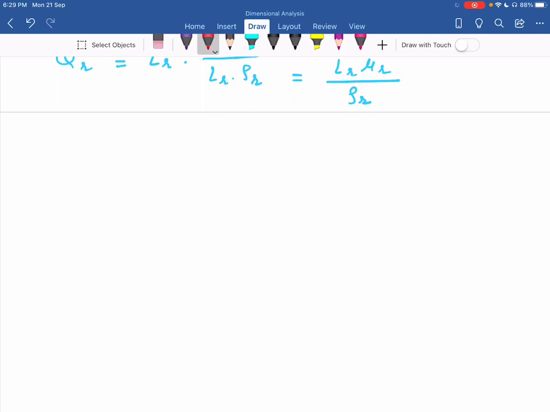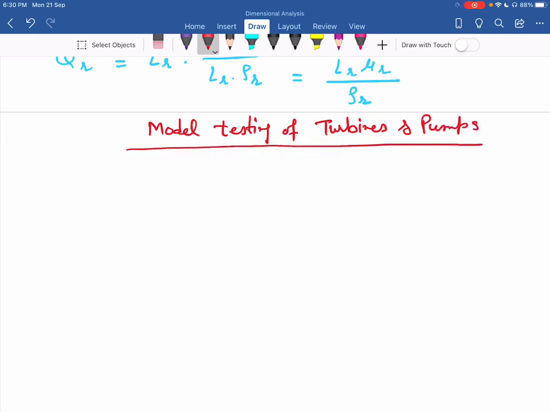So the last topic in dimension analysis is model testing of turbines and pumps. As with any other machines, it is essential from the point of economy of cost and labor to know the performance of a turbine or a pump before it is actually manufactured. Thus, a model of the machine similar to the proposed prototype is prepared and tested.